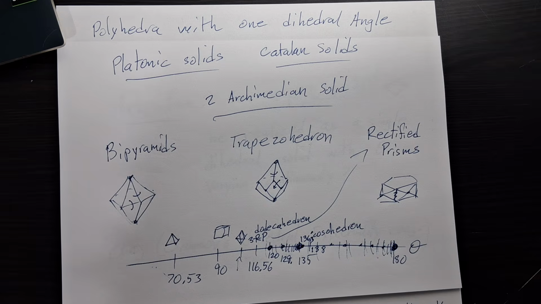And since finite graphs are countable, this set is countable. But it's clearly quite complicated. It has this extra limit point at 135. Are there other limit points? There are a lot of really cool questions we could ask here. Are there other limit points between 135 and 180? Can these solids be classified?